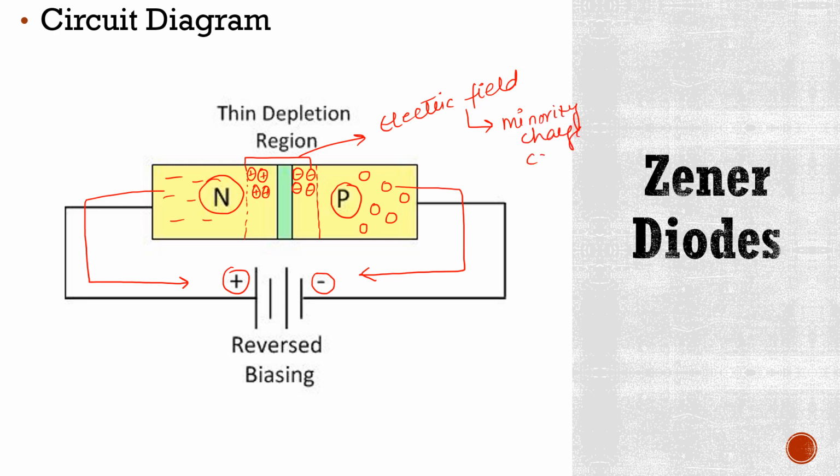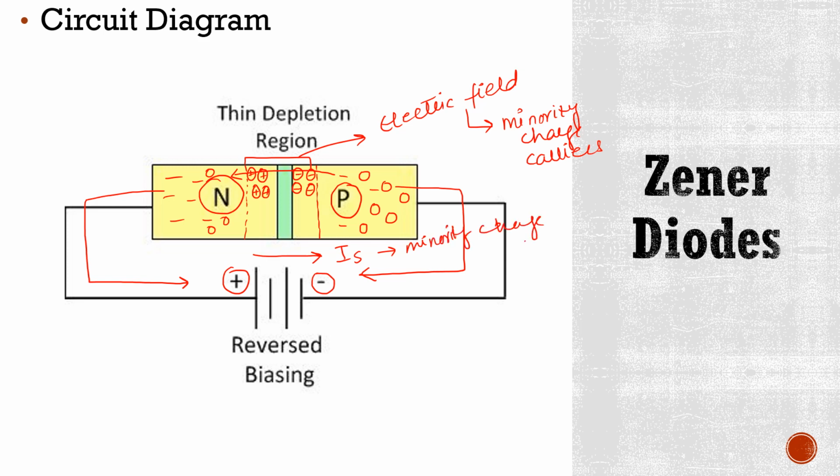charge carriers. We know that in p region electrons are the minority charge carriers and in n region holes are the minority charge carriers. So under the influence of this electric field electrons from this p region will move towards n region. Okay, so what would be the direction of current here? This would be in the direction of current, and here the current is saturation current or drift current, which is due to minority charge carriers.